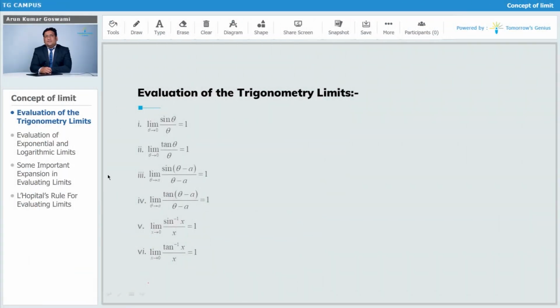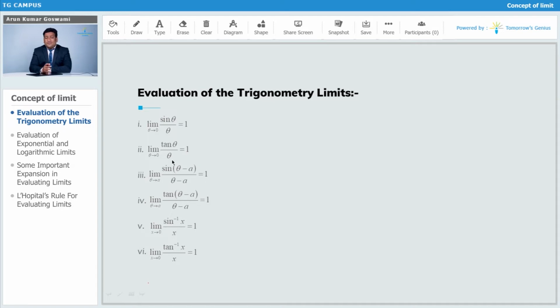Let's see, guys. We'll discuss the trigonometry limits. Now, as you can see, I've already written the formulas here directly, but it is very important to do the proofs. So I'm going to do some proofs here, so you will be able to understand where these formulas come from. Normally you will not get these proofs, because people will not go through them.